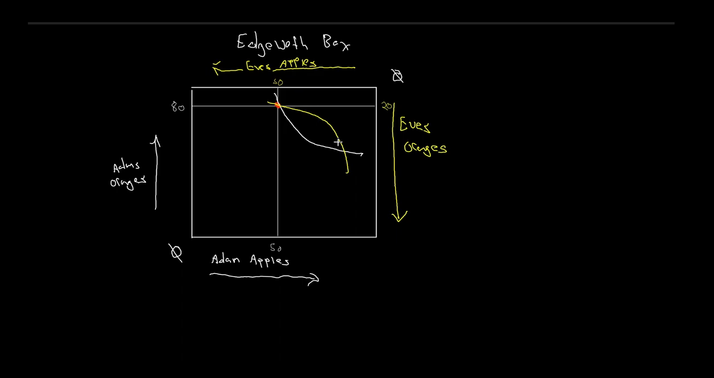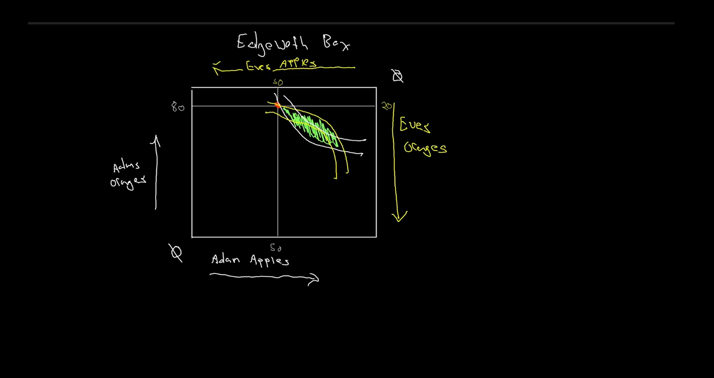But the really interesting part with this is that, given this initial distribution, if we ended up anywhere in this little shaded green area here, anywhere in this area, and we could just show some scenario here, Eve would have some higher level of utility. Adam would have some higher level of utility.